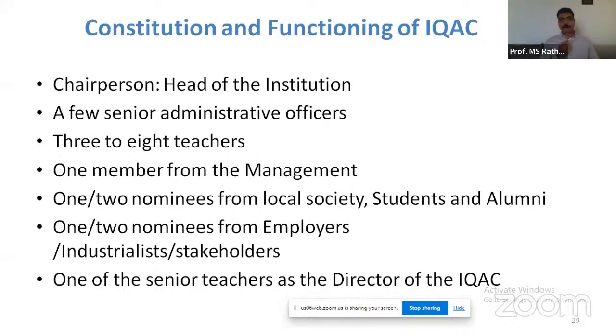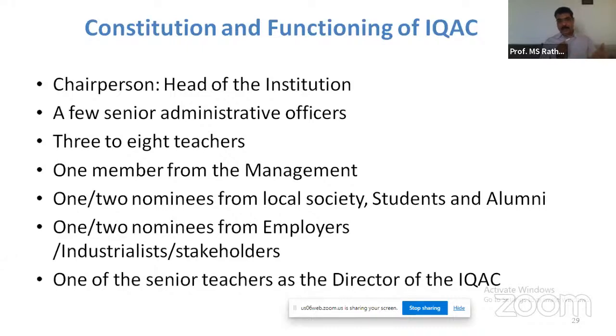The chairperson would be the head of the institute, a senior administrative officer would be there, then 3 to 8 teachers, and the teachers who are involved in that have to do the main documentation part. Then there would be 1 member from the management, 1 or 2 nominees from the local society, student and alumni, 1 or 2 nominees from the employer, industrialist or stakeholders, and 1 or 2 senior teachers as the director of IQAC or coordinator of IQAC. So there would be 1 coordinator.